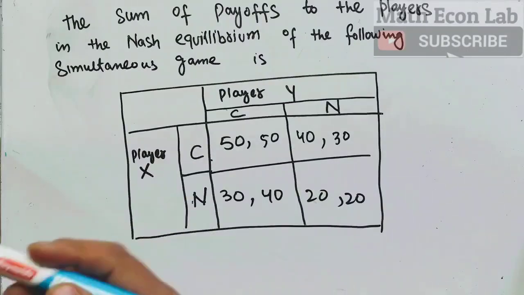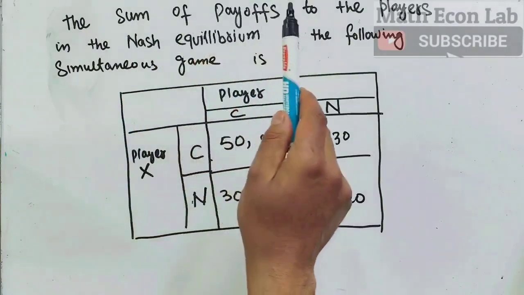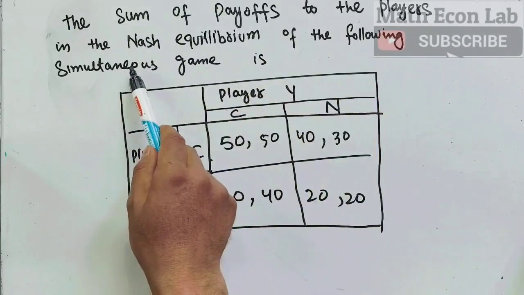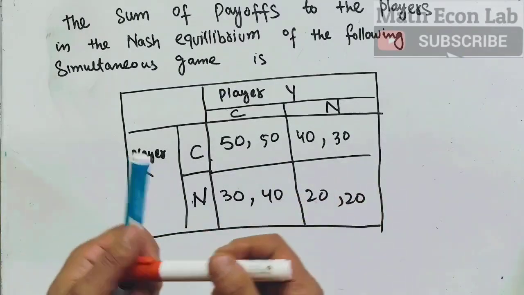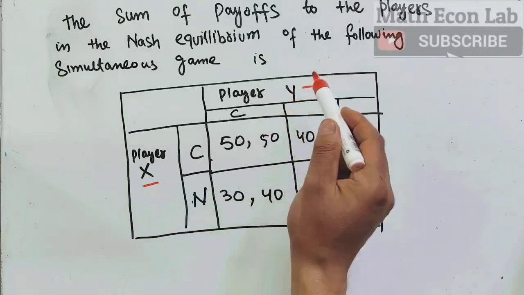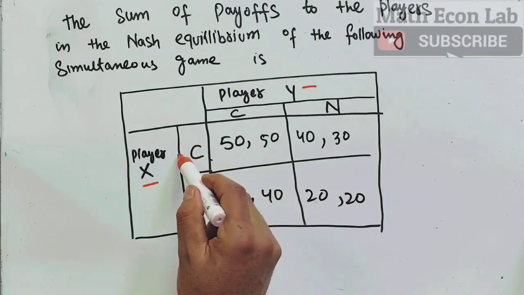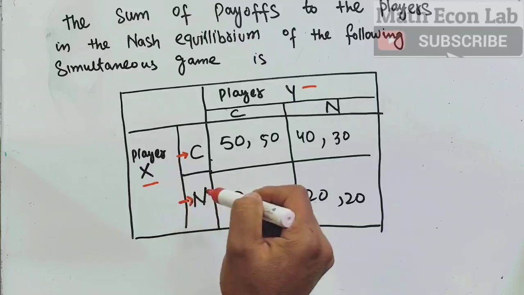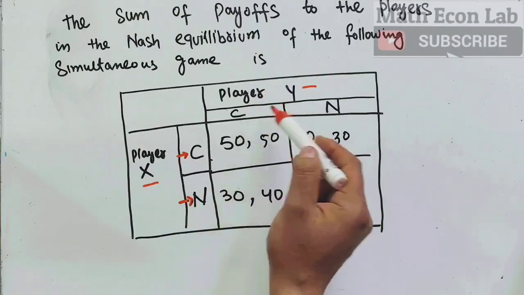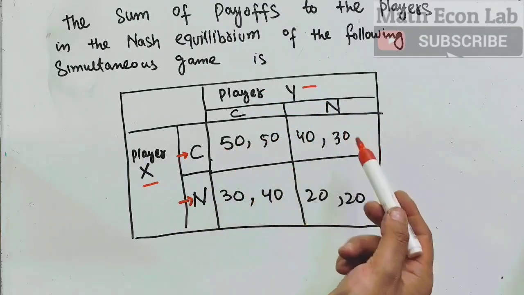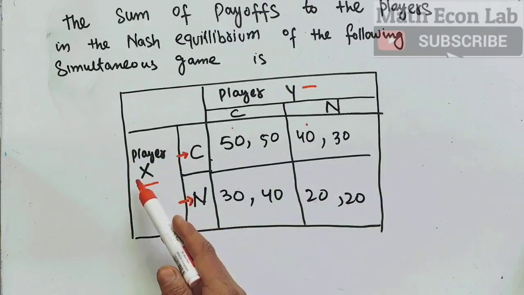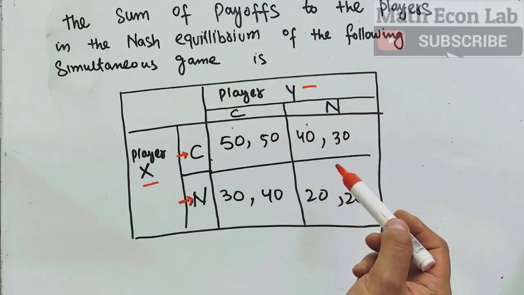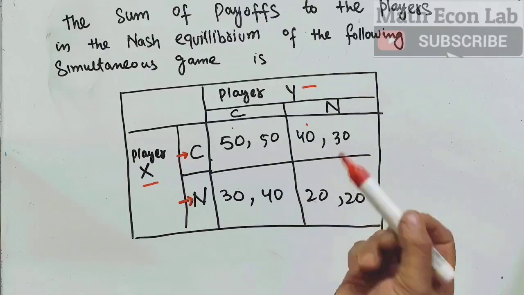Next question is related to Nash equilibrium. The question is, the sum of payoffs to the players in the Nash equilibrium of the following simultaneous game is, and we are given the payoff matrix for two players. We have two players, player X and player Y, and their strategies are cooperate or not to cooperate, and similarly for player Y. Payoffs are given in the cells. The first element in each cell denotes the payoff for player X, and the second element denotes the payoff for player Y.